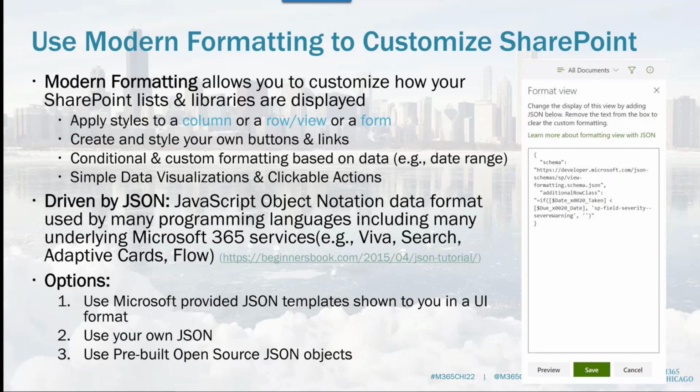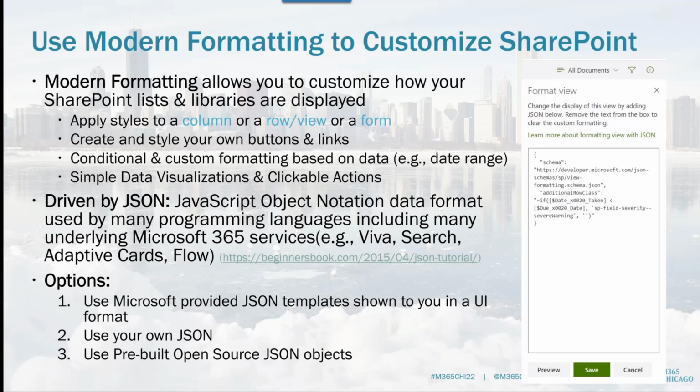The next thing you can do is create and style your own buttons and links in those columns without affecting the data. So it's basically a layer on top of the view that you're seeing without affecting the data. So you don't have to worry about the underlying data. All you're doing is formatting the data.